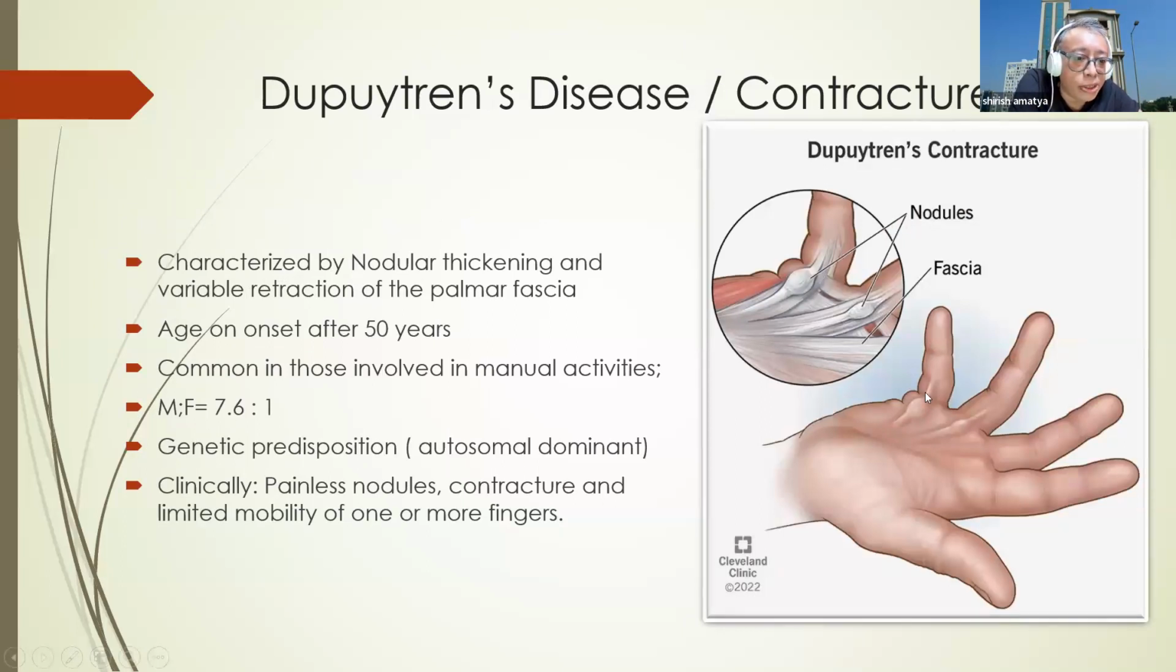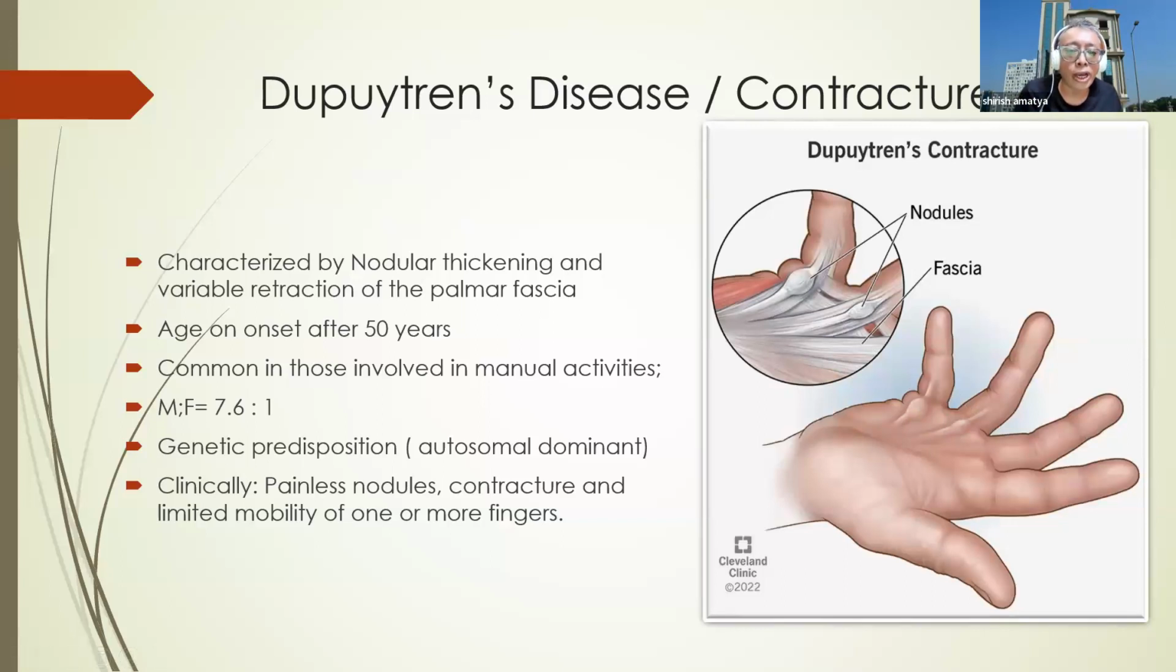As you can see in the picture on the right side, there is a nodular thickening at the palmar aspect of the hand, and there is a retraction of the little finger as well as the ring finger. The patient cannot fully extend these two fingers. We commonly see these patients in the pain clinic.